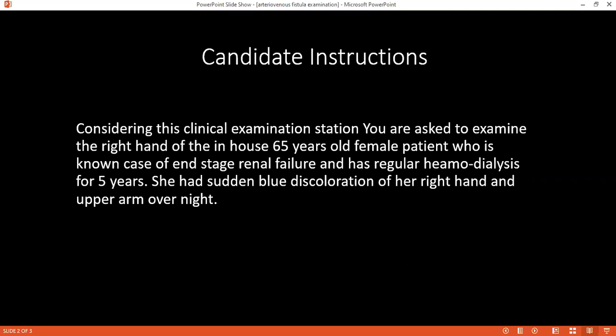Then once I've done this, I would thank the patient. I'll wash my hands and offer assistance to help put her clothing back on, if she doesn't mind. Then I would want to summarize my findings afterwards.